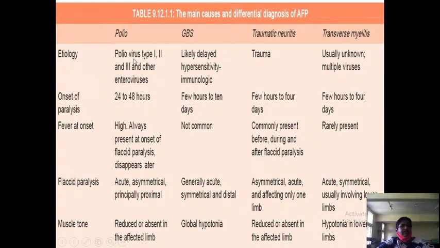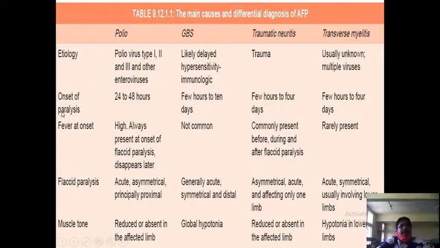So, etiology: poliovirus type 1, 2 and 3 and other enteroviruses can present like polio. Then in Guillain-Barré syndrome, which we will be talking about later, it is likely to be a delayed hypersensitivity type of reaction, or an immunologic phenomenon. Then traumatic neuritis, where there is a history of trauma or an injection at that particular site. Or transverse myelitis, where usually the cause may not be known, but there is a predilection that some viruses could have caused this transverse myelitis.